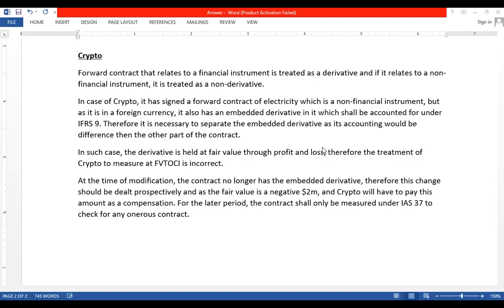Gania is saying investment property is a non-financial asset, then why don't we use highest and best use to value it as per IFRS 13? Gania, you are talking about investment property. So basically investment property has a single use, which is the investment purpose.